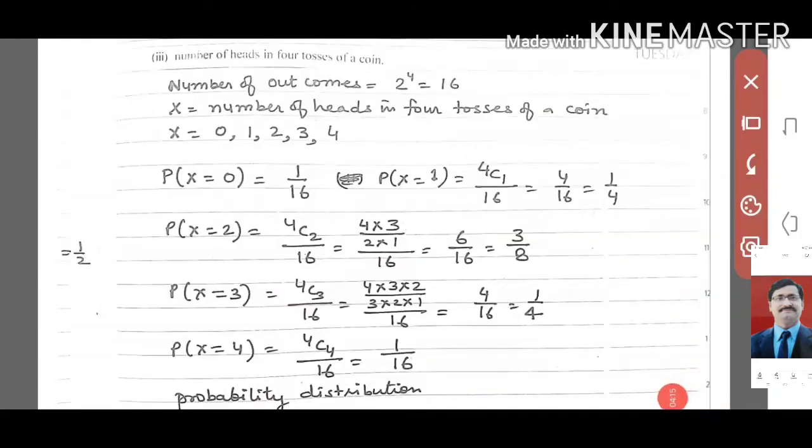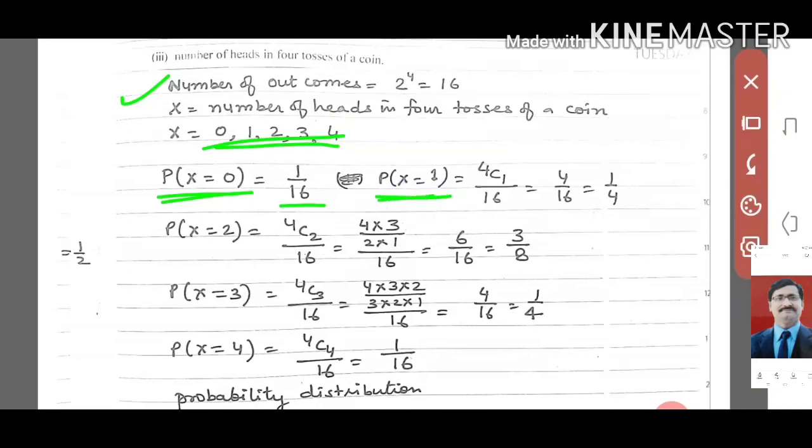Now, the number of heads in 4 tosses of a coin. The number of outcomes will be 2 power 4, that means 16. Now X is the number of heads in 4 tosses of a coin. So in 4 tosses we have these 5 cases: the number of heads may be 0, 1, 2, 3, or 4. So look here, P(X = 0) means we get 0 heads. This type we get only 1 case, so 1 by 16.